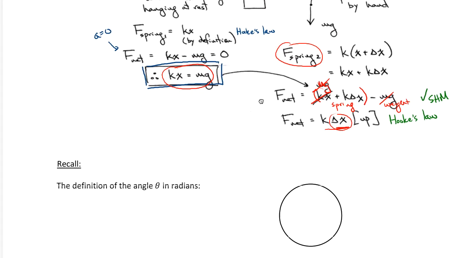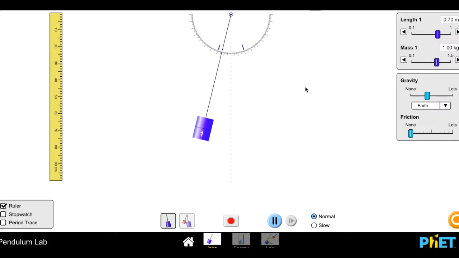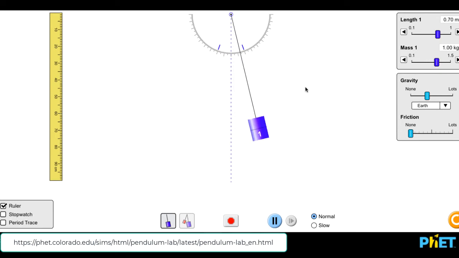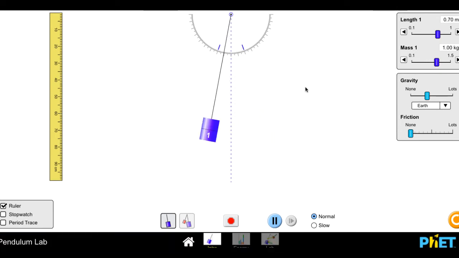Now let's look at a simple pendulum. Here's an example of a simple pendulum. We see a mass at the end of a string oscillating backwards and forwards. This is another simulation from PhET.